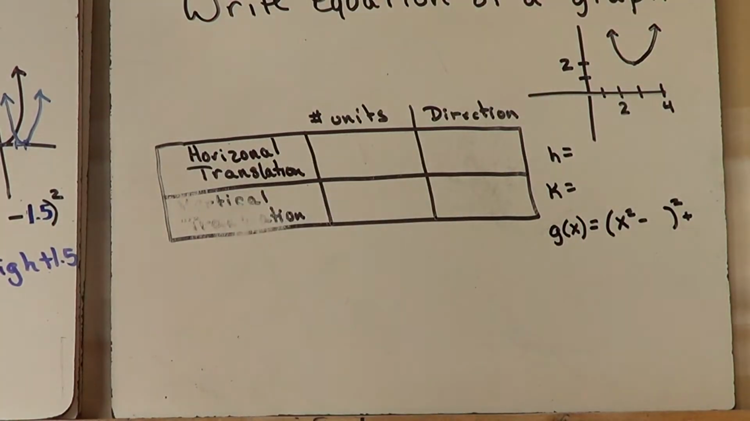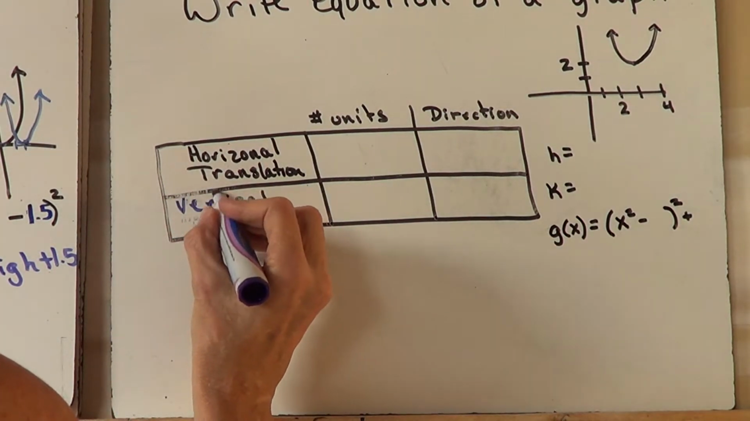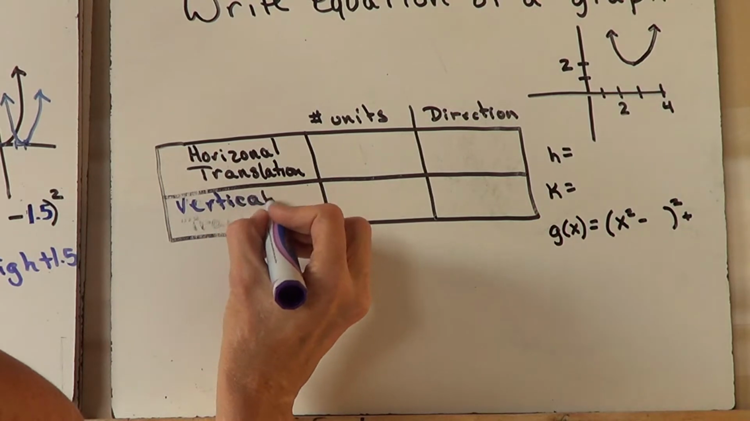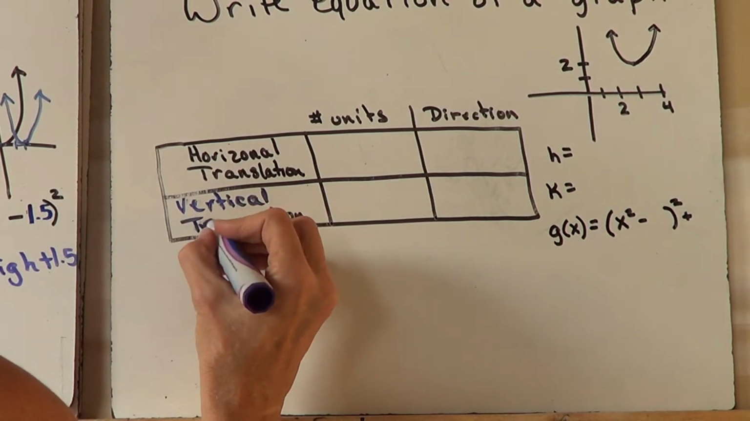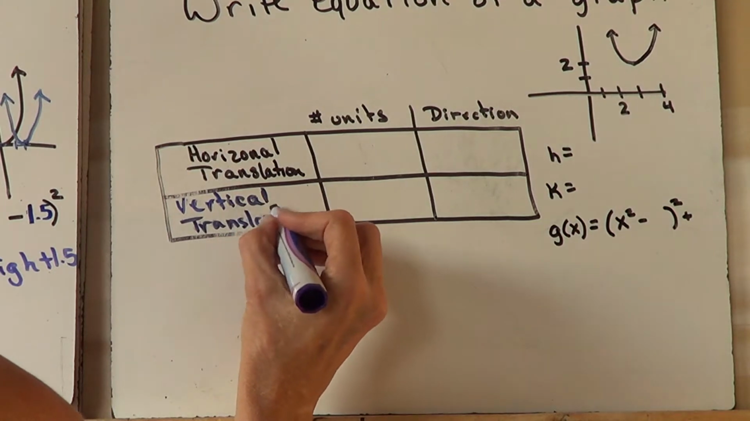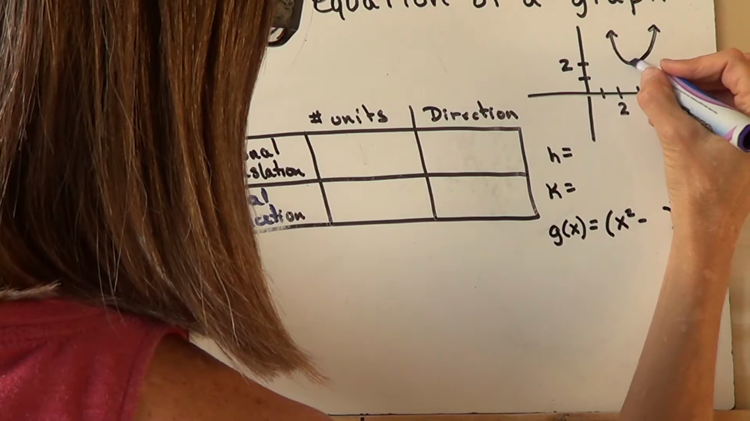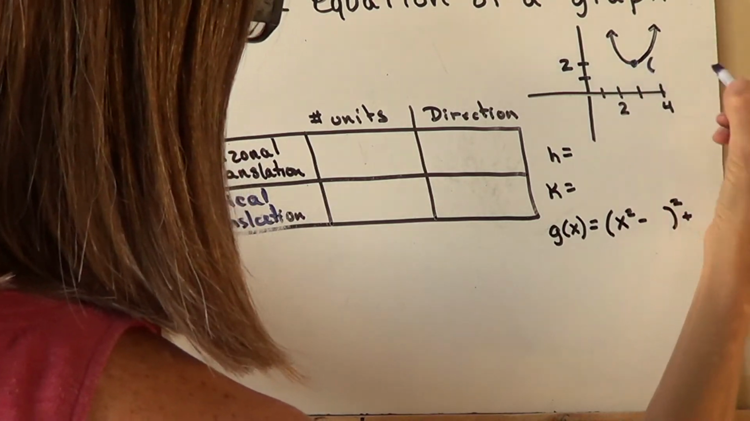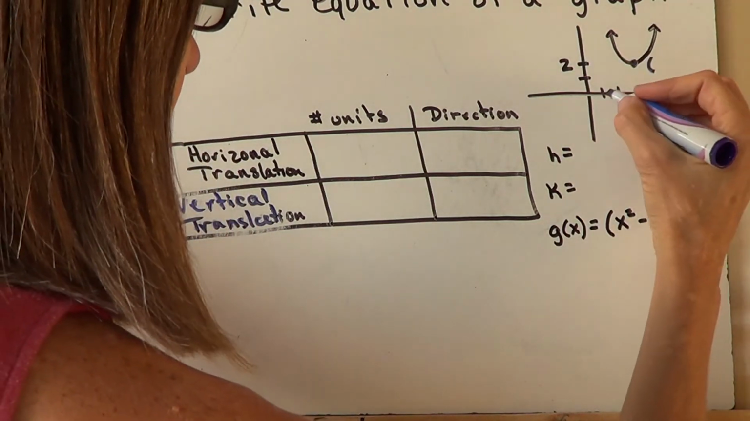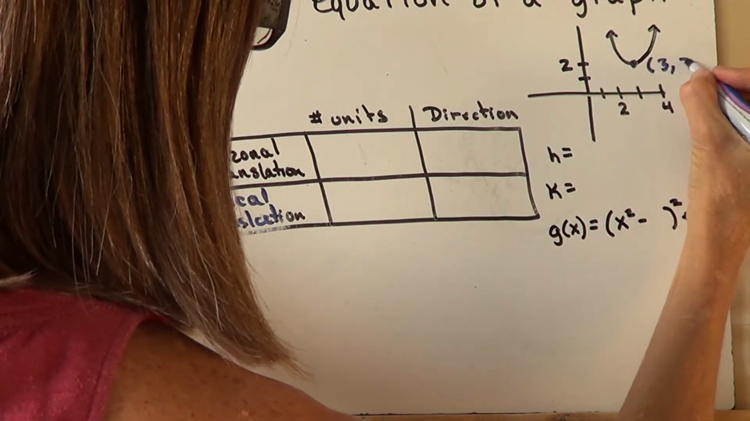Write an equation of the graph. This is another thing that I'll have you do. First thing I want you to think about as you look at the graph is where is your vertex. So first thing is come to the vertex on the graph and put that point. The vertex is at 3, 2.